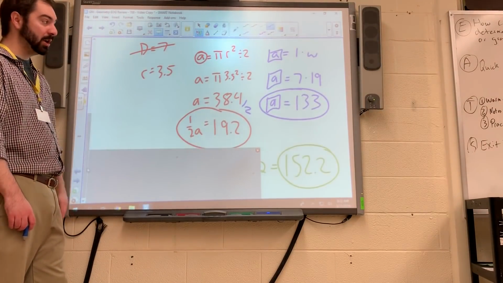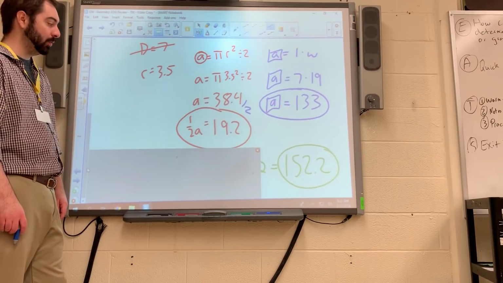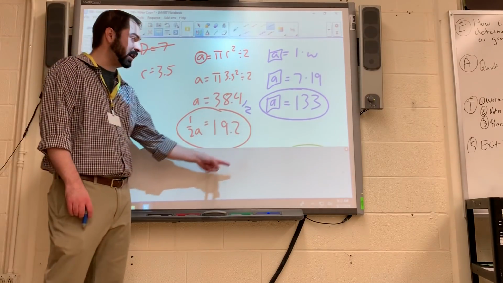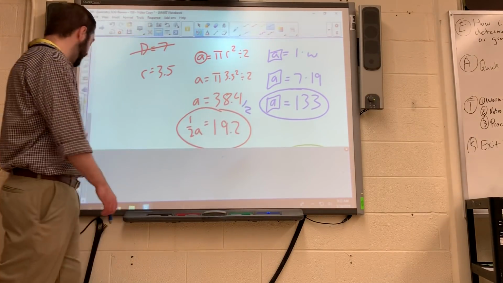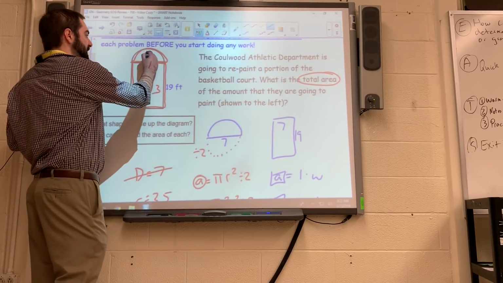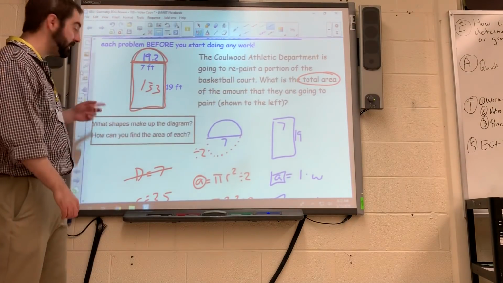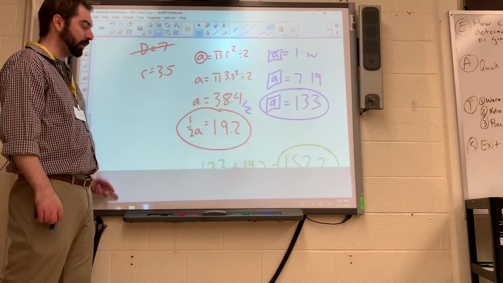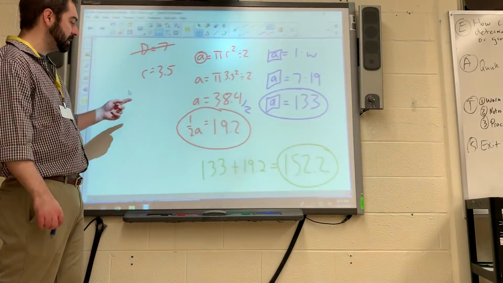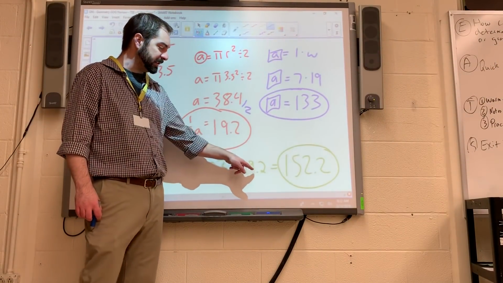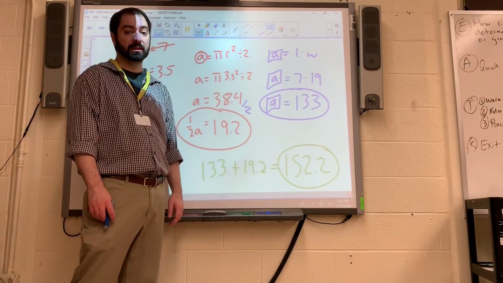Last thing, they want to know the total area. Well, again, I know that I have 133 as my rectangle. I know that I have 19.2 sitting on top of it. They want to combine it for a grand total, meaning add the two together, of 133 plus 19.2, 152.2.